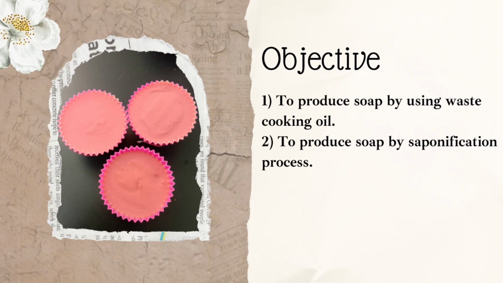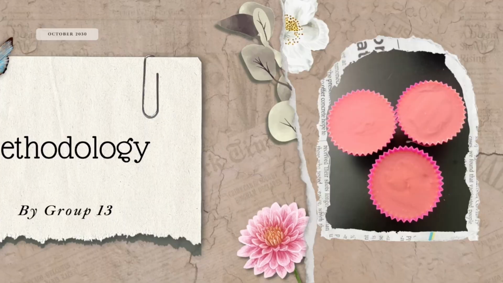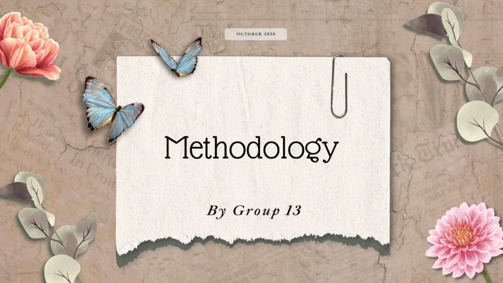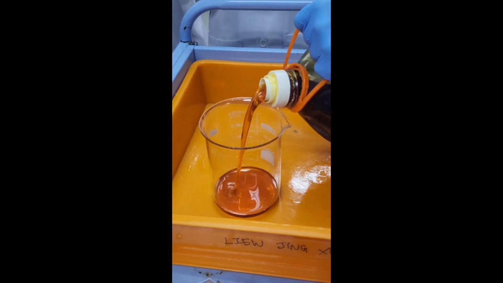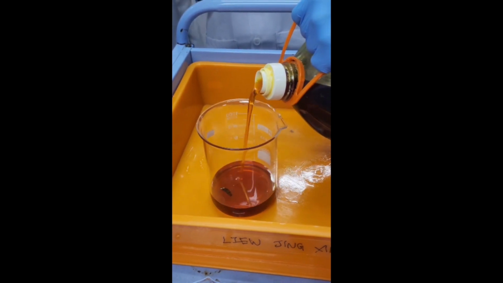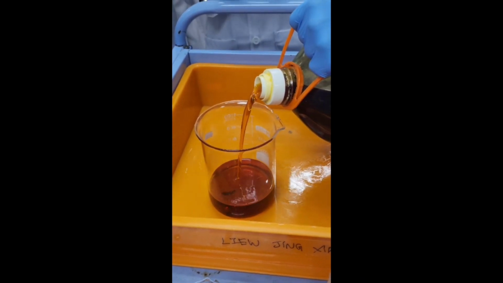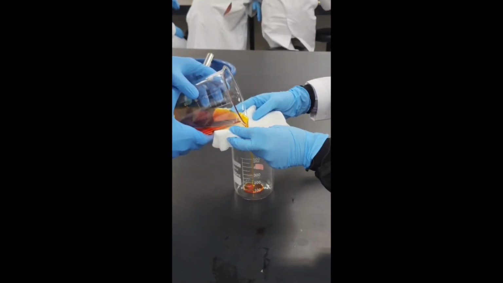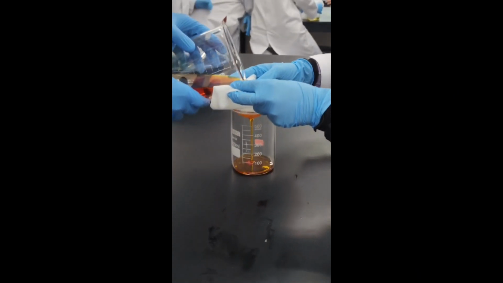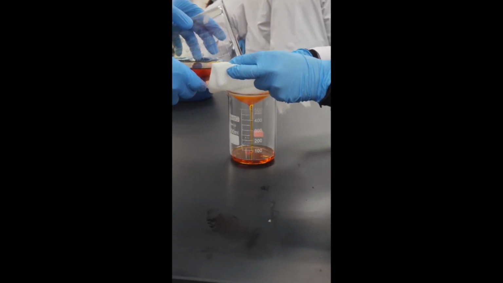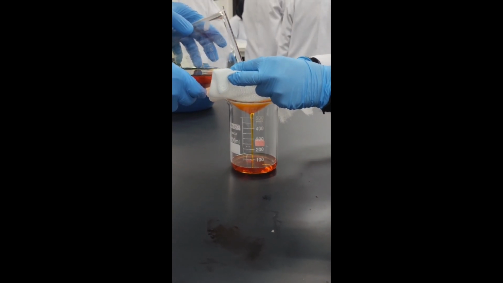The first step is that 150 ml of used cooking oil was filtered and measured in a beaker, and then another 150 ml of coconut oil was measured using a measuring cylinder. The second step is that 50 grams of NaOH was weighed and mixed in 180 ml of distilled water in a beaker. The temperature was measured and the solution was observed to cool down to 60 degrees Celsius.